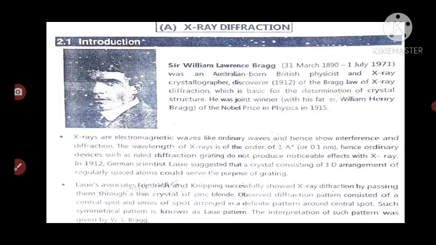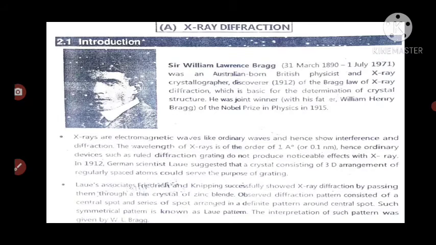X-rays are electromagnetic waves like ordinary waves, and hence they show interference and diffraction. Here is a small idea about the wavelength of X-rays: the wavelength is of the order of 1 angstrom, which is 0.1 nanometer. An ordinary diffraction grating does not produce a noticeable effect with X-rays.